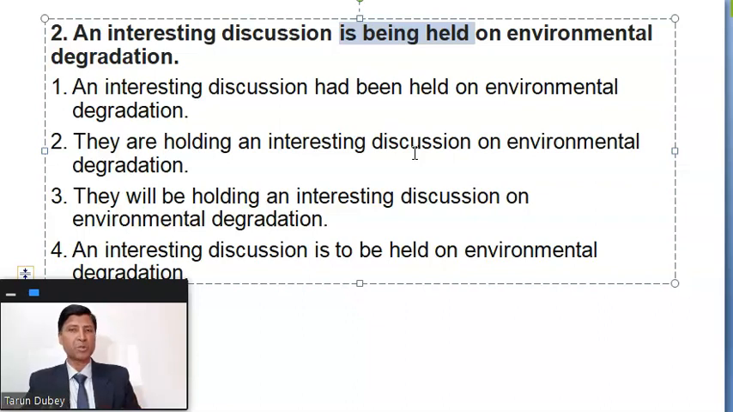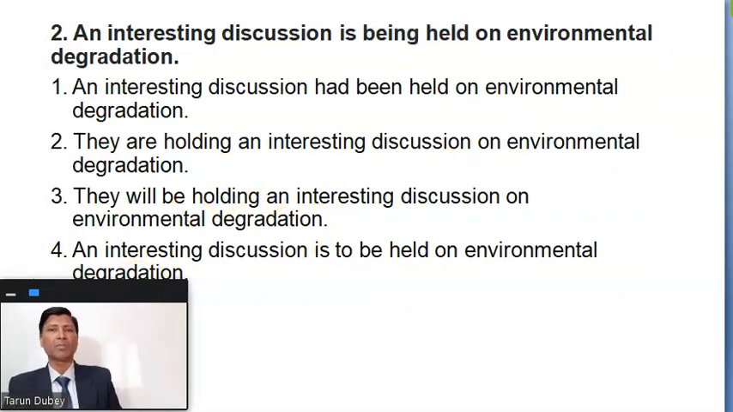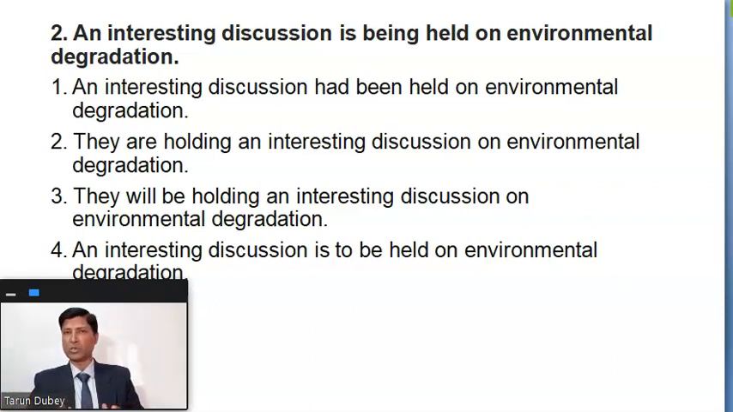Where is it? Option number 1 is not the right answer because "had been held." Option number 2, "they are holding." This is my answer. Option number 3, "will be holding," not my answer. Option number 4, "is to be held," not my answer. No need to read anything. Keyword: auxiliary verb plus main verb X for active, and being be plus past participle keyword for passive. That's all.